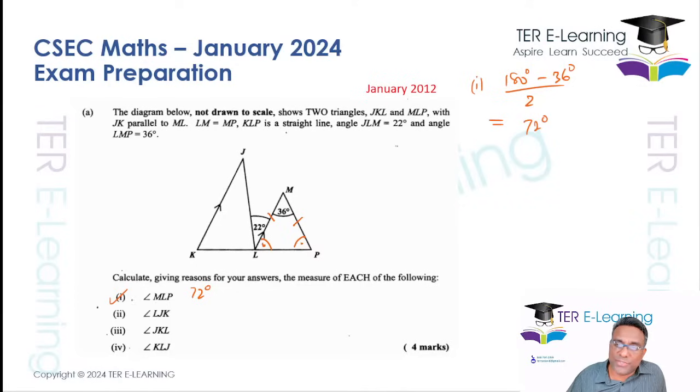That's the answer for this first one. Part 2 now, we want LJK. So let me use a different color here. Where's LJK? So always look at the diagram. So you want to get this angle here. Could you all tell me what is angle LJK? What's the answer for part 2?